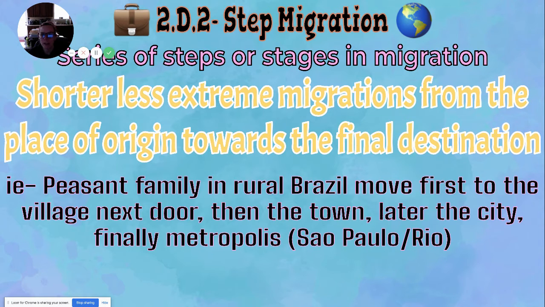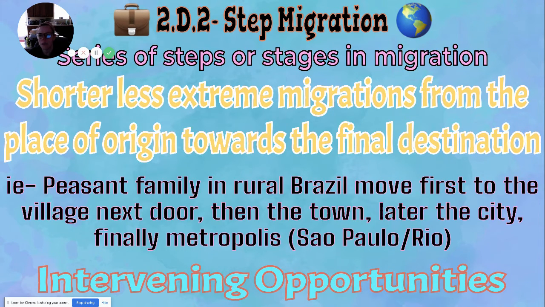The thing with step migration is it becomes a victim of intervening opportunities, which can be good or bad. Maybe, once again, you got a great job along the way in the town and you didn't need to go all the way to Sao Paulo to make a living. Or maybe you met the love of your life in the village next door and you just never made it to Rio, that kind of thing. Okay, so intervening opportunities, that's a good thing usually.